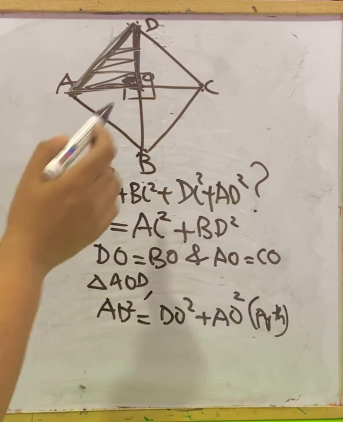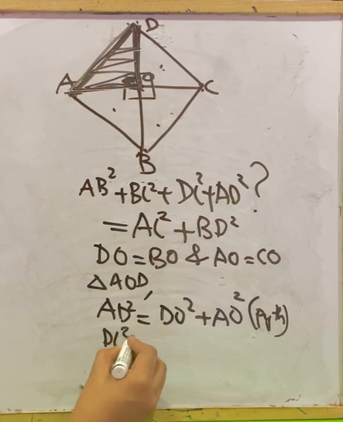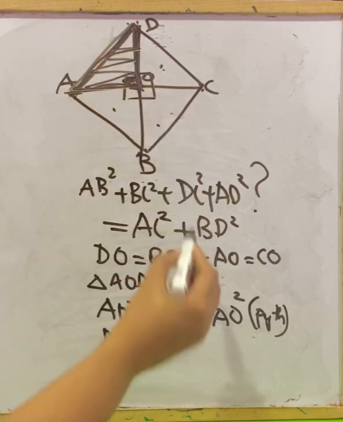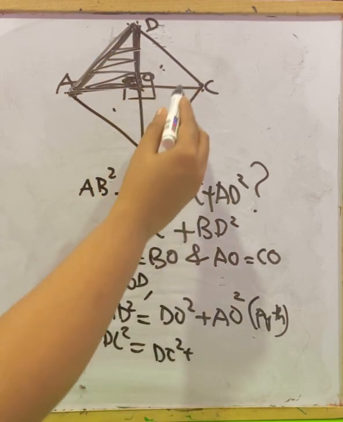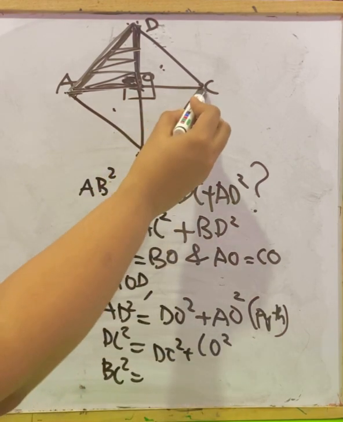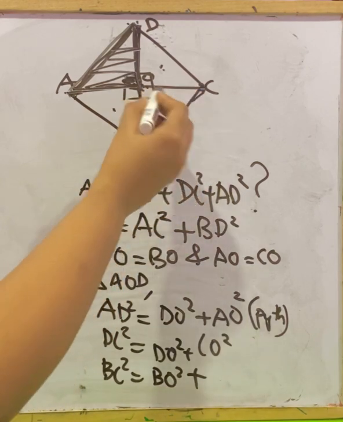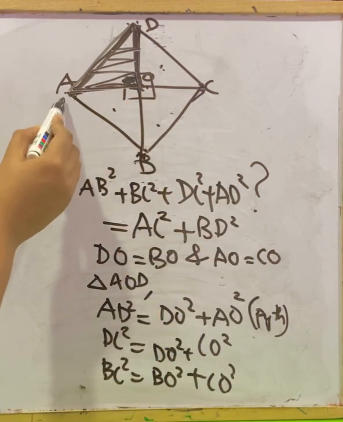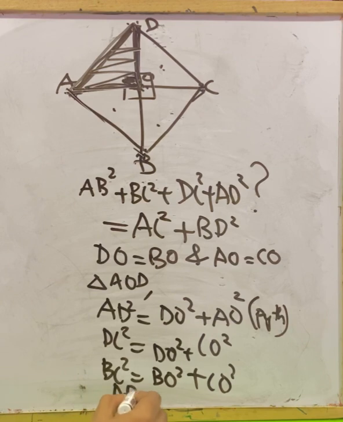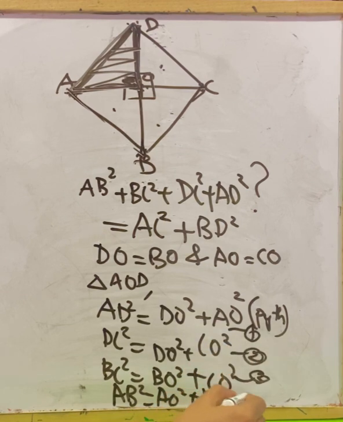Now similarly we can find the other three triangles and their hypotenuses. That is, DC square is equal to DO square plus CO square. Now here BC square is equal to, that is this BC, again BO square plus CO square. One more triangle is AB square. AB square is equal to AO square, the base, and BO, the altitude, BO square. So we got four equations, 1, 2, 3, 4.